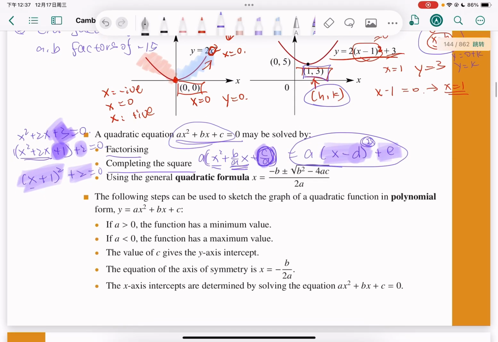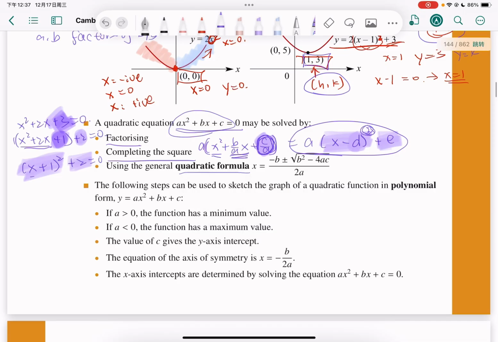Okay, the quadratic formula is very important. In any case, you can solve this equation using this formula. If completing the square is very difficult, then you can directly use the quadratic formula.